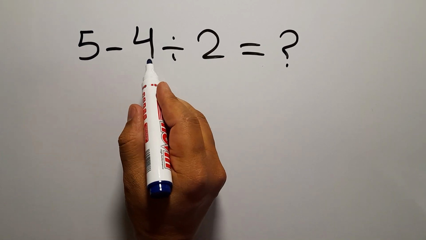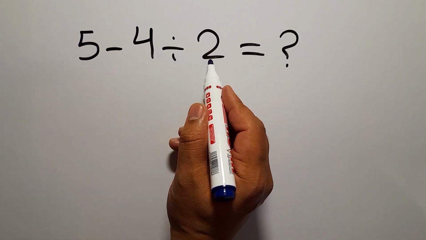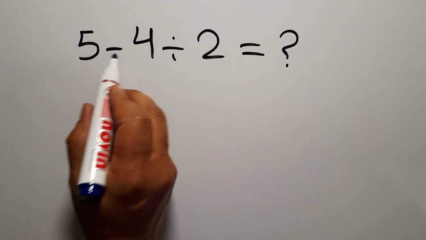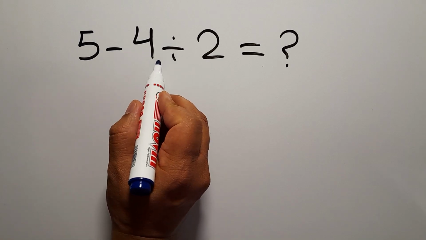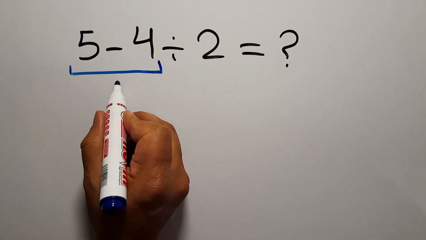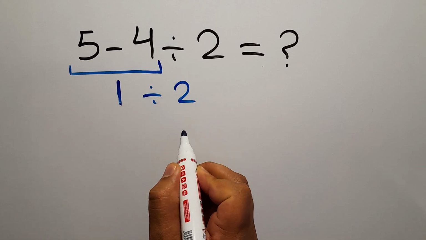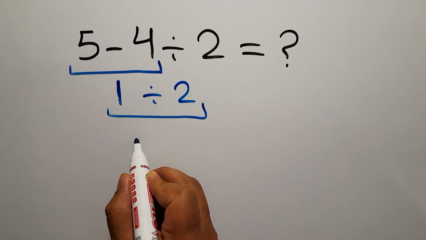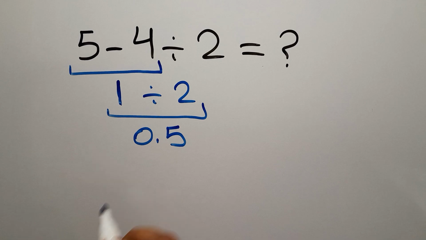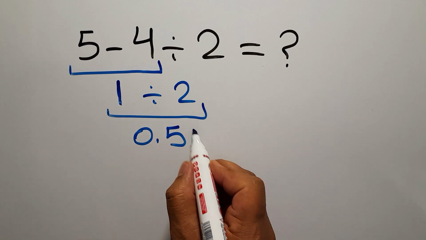5 minus 4, then divided by 2. 5 minus 4 is just 1. And we have 1 divided by 2. And this is equal to 0.5. But this answer is not correct.